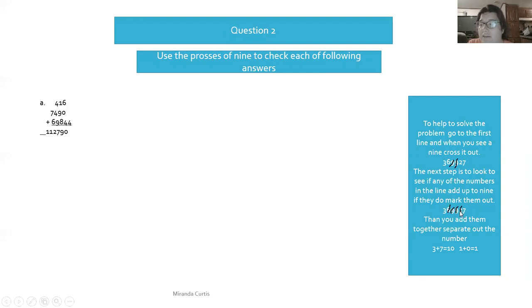So we're gonna mark out the 7 and the 2. That's wrong, that's supposed to be a 6. Oh, nope, that equals 9. Okay, then you add them up together, separate out the numbers. 3 plus 7 is 10. 1 plus 0 is 1. Okay, if that equals 9, you take it out.